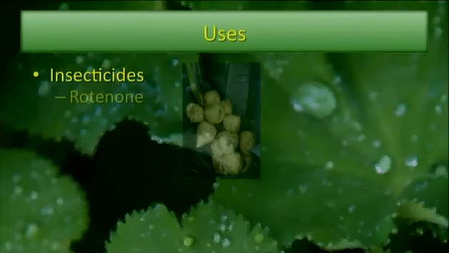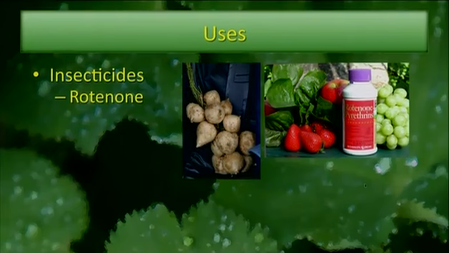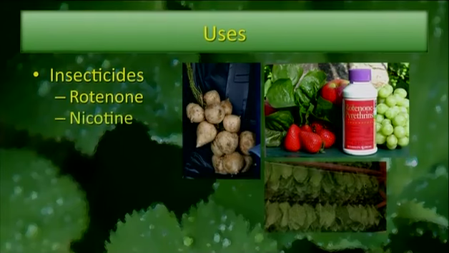Now, leaves are also used for insecticides, such as rotenone, which is gotten from some leaves. Nicotine is also an insecticide. Nicotine is actually one of the most addictive substances known. It's also a poison. As you can see, it's used as an insecticide.